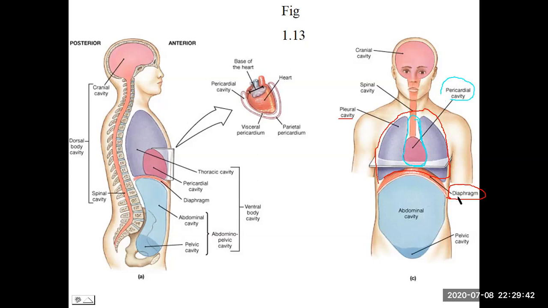So now we want to move inferior to the diaphragm, and we see that there's the entire abdominal pelvic cavity, which is further subdivided into the superior abdominal cavity. And once we reach the area of the pelvis, you notice down here, that is truly the border for the pelvic cavity, that enclosed space within the pelvis.